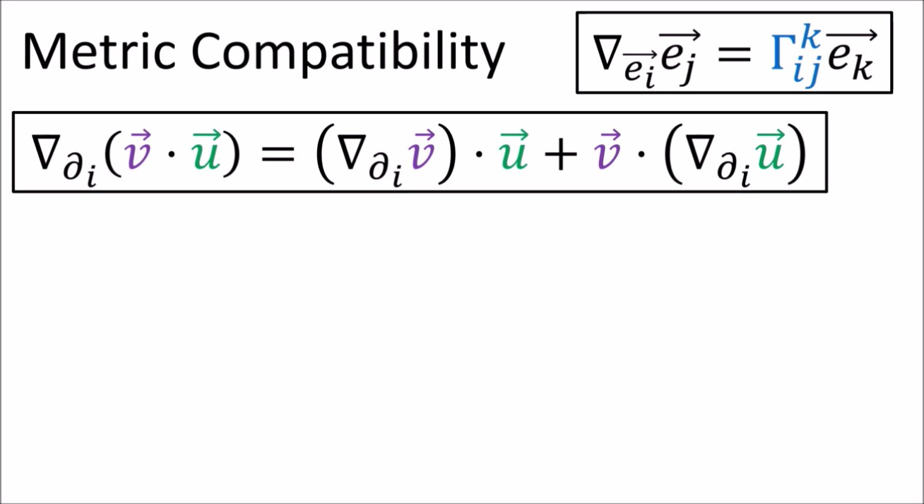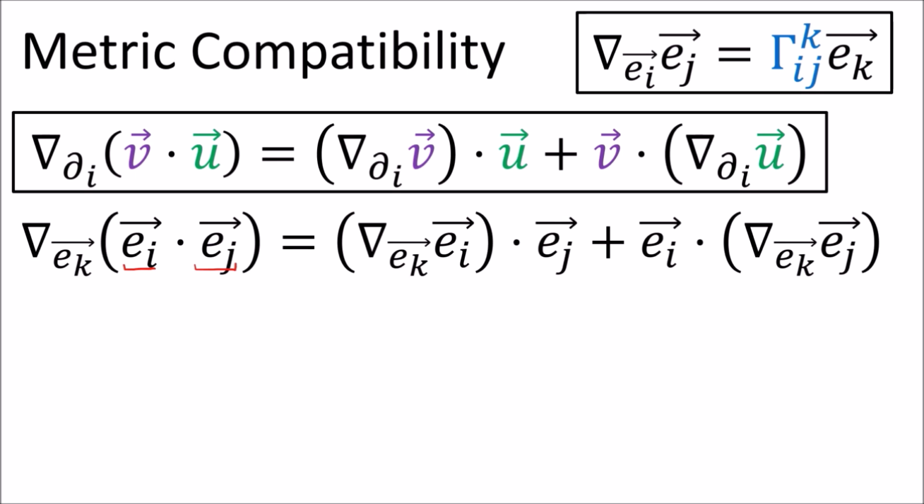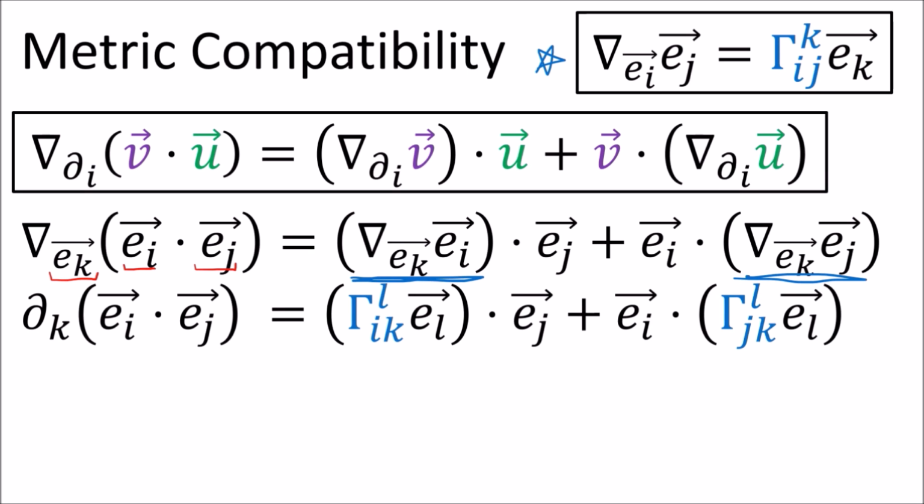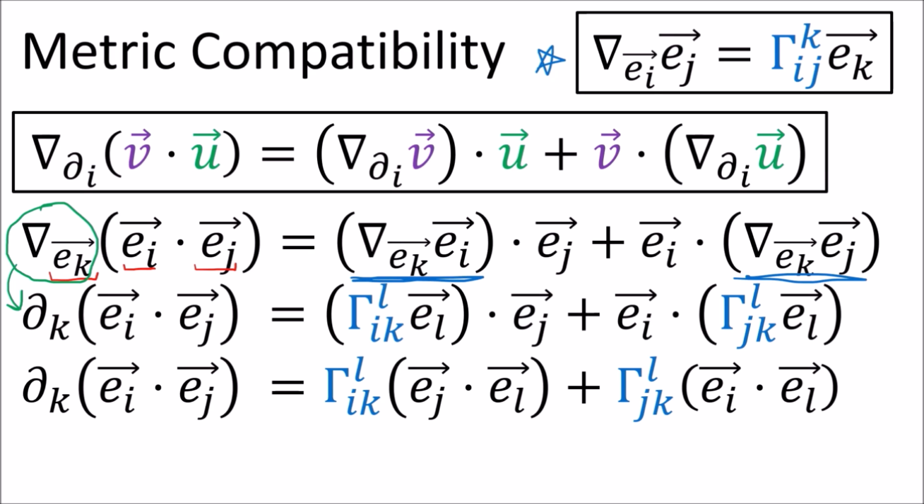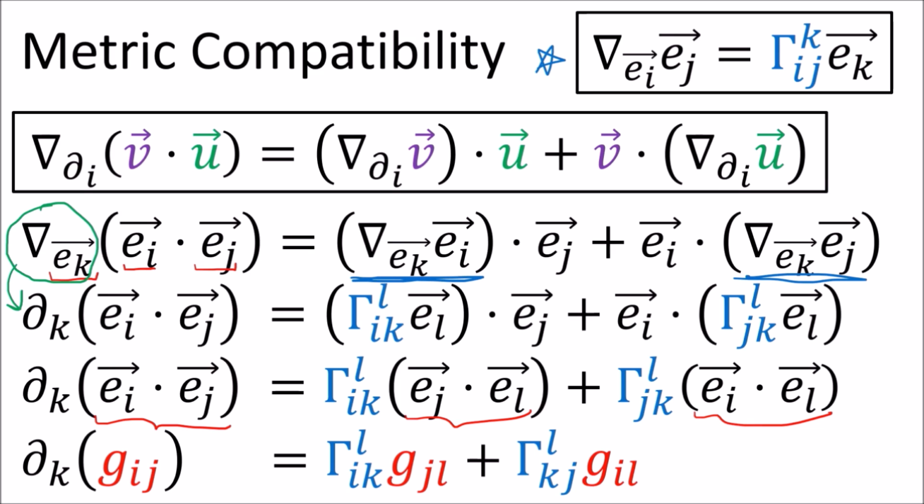Now, one consequence of the metric compatibility property can be obtained if we replace these vectors with the basis vectors e_i, e_j, and e_k. And of course, we can replace these covariant derivatives with the Christoffel symbol expansions. And again, we can replace this covariant derivative with a partial derivative since the dot product is a scalar. Now, bringing the Christoffel symbols out in front, we can convert all these basis vector dot products into metric tensor components, so we get this result.